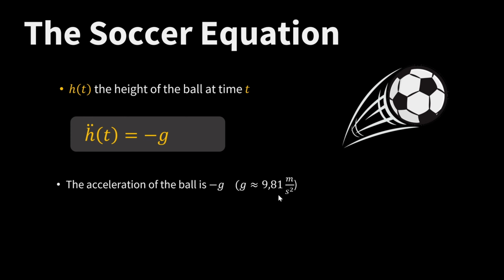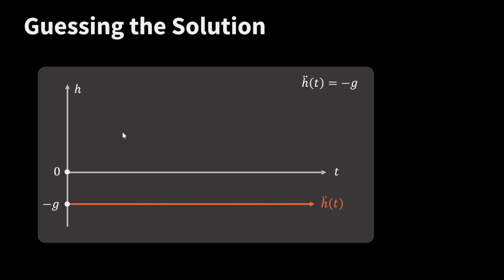Its value is about 9.81 meters per second squared. This unit tells us that this is an acceleration. The velocity increases by 9.81 meters per second in each second. In other words, gravity pulls the velocity downwards. Again, we can guess how the solution will look like.